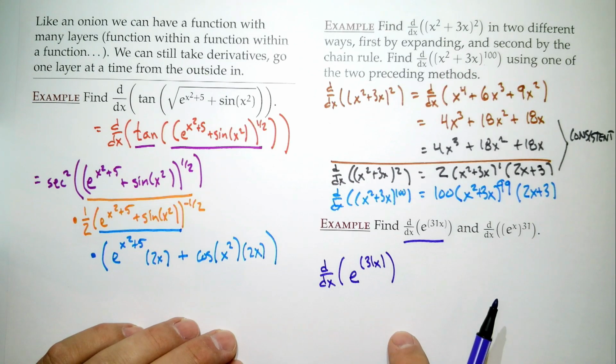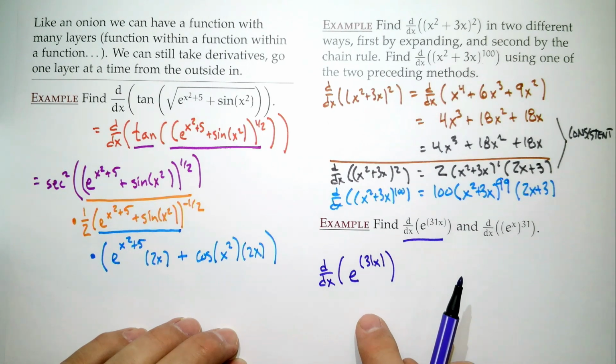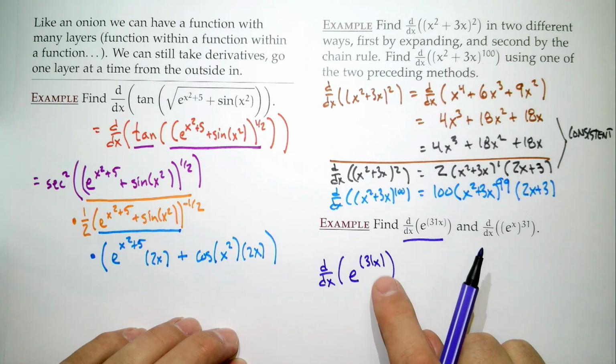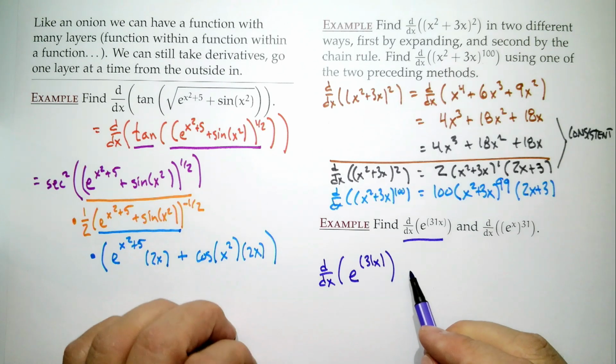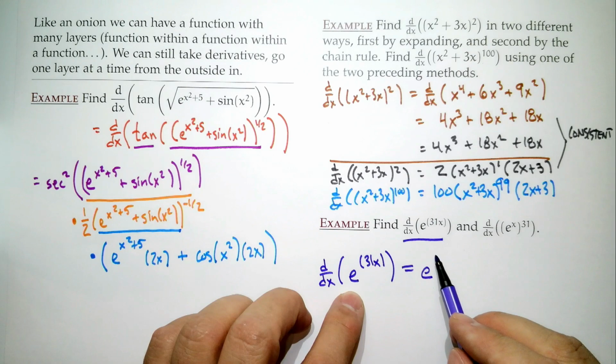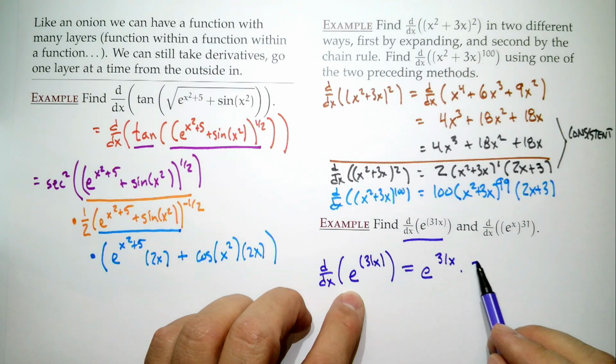Now, in this case, what function is the outside function? The exponential, e to the. What's the inside function? The 31x. So the derivative of the outside is e to the 31x, leave the inside alone, and then you multiply that by 31.